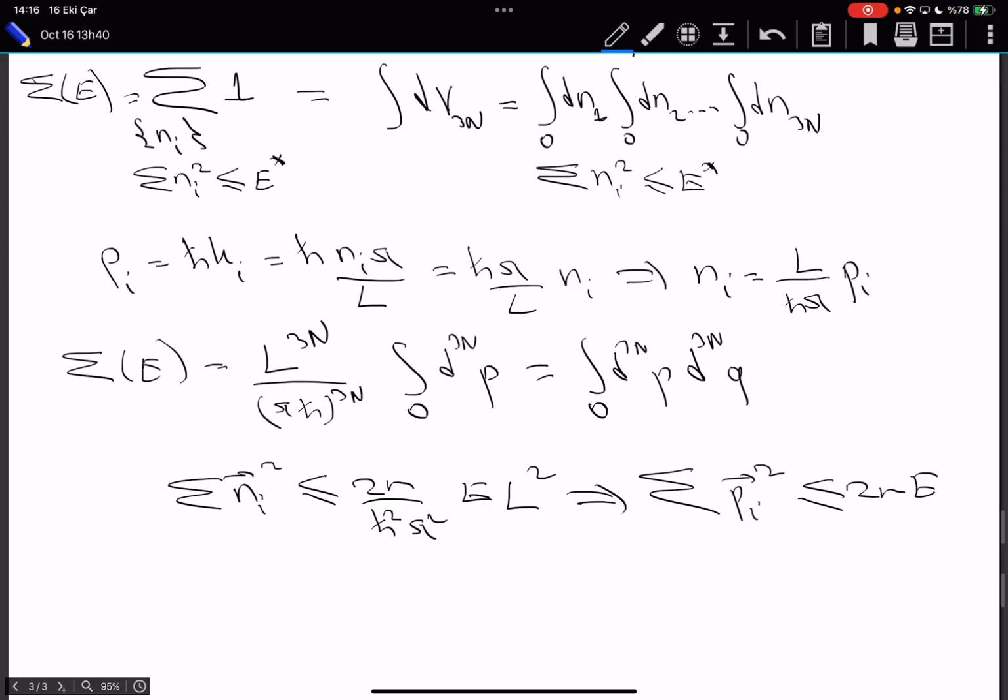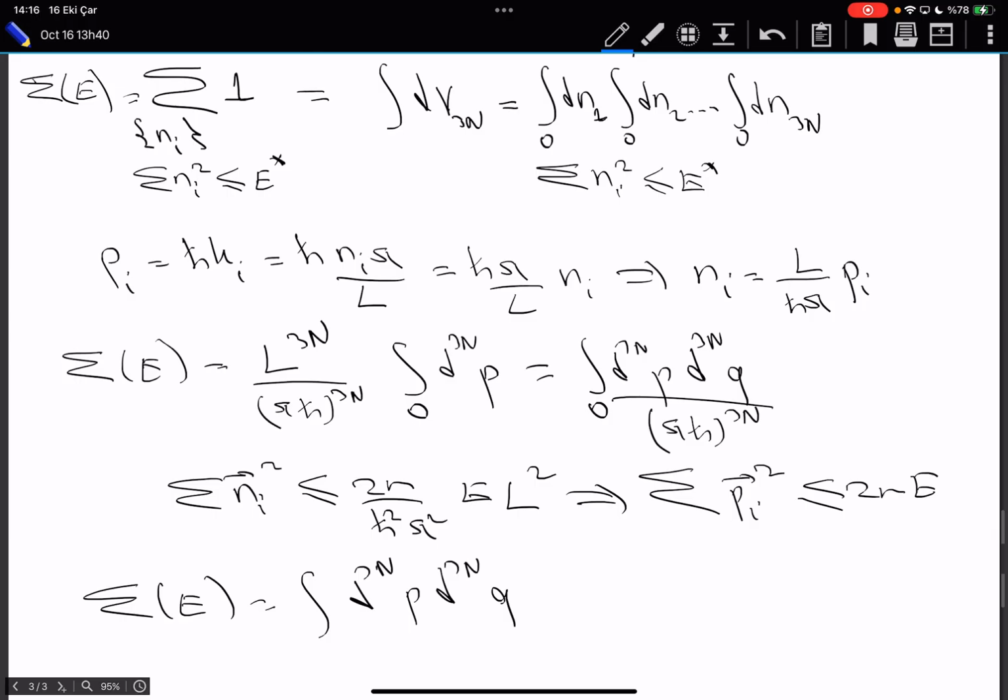But now I would like you to remember what we did on Monday. We started by saying that sigma e is divided by pi h bar to the 3n. Sigma e was d to the 3n p, d to the 3n q. This was the area of the hypersurface in phase space, and we said that, okay, let's divide this by omega 0 to the n. Now, if you compare this, you find that omega 0 is pi h bar to the cube.